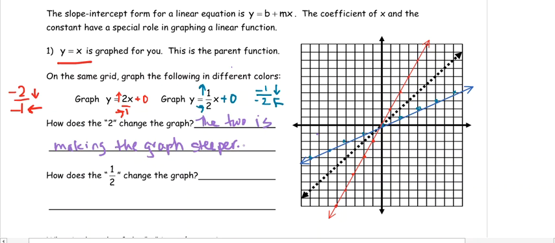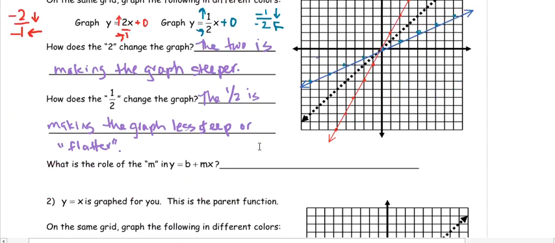Okay. And now if we're looking at how does a 1/2 change your graph? Comparing it to the parent function again, 1/2 is making the graph less steep, or quote unquote flatter. Okay. So that's one way of looking at it, and we'll discuss this more.